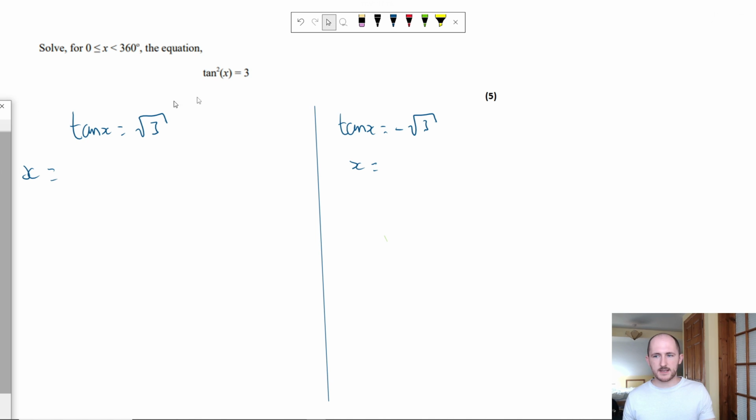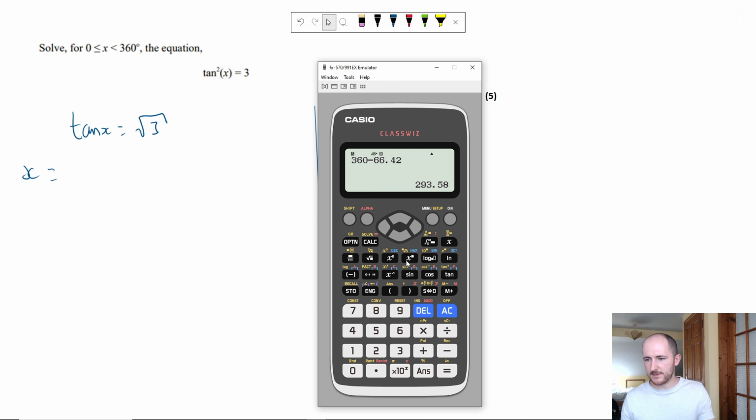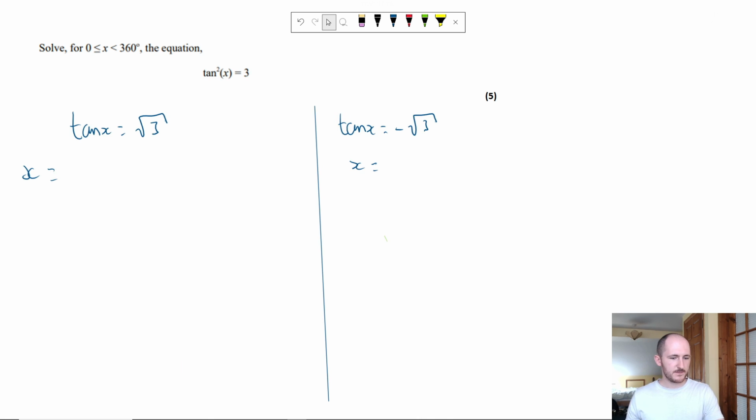So get our tan x out. So we're going to do shift tan. We're going to start with the positive ones just because it kind of makes sense to me. Of course, root 3. I pressed F3 instead of the number 3. 60 degrees. Okay, fairly easy. So 60 degrees.